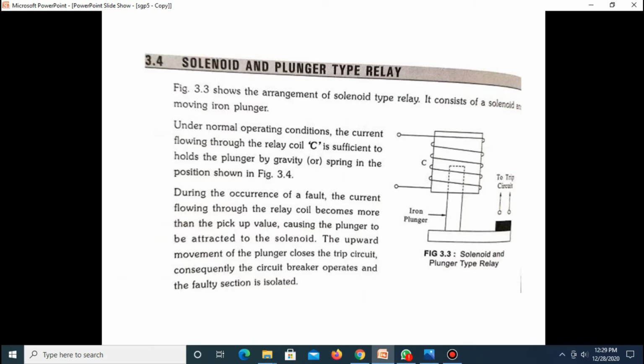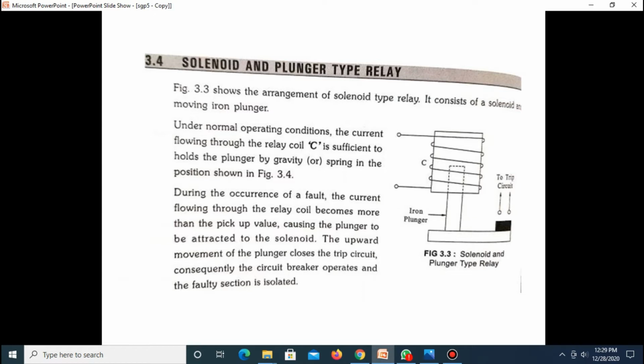During the abnormal condition, that is, when a fault occurs in the system, the current flowing through the relay coil becomes more than the pickup value. Pickup value is the minimum value of current. This causes the plunger, which is attached with the solenoid, to move upwards and trip the circuit. This is the tripping coil.